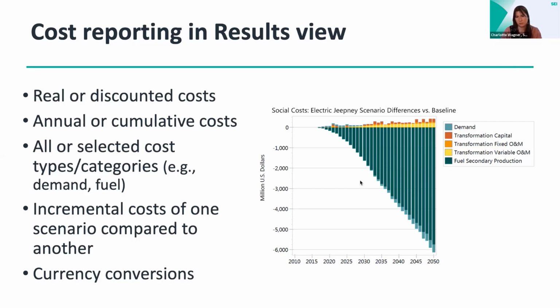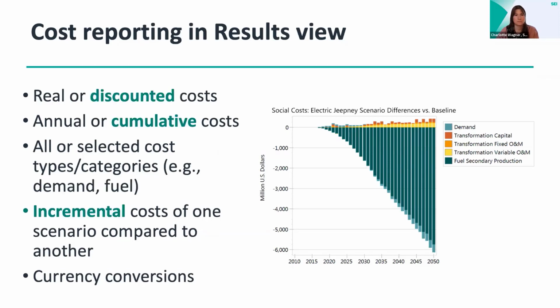And so here on the right, for example, you can see that there are actually negative costs, which mean cost savings for secondary fuel production, and then small cost increases that are part of variable operation and maintenance costs in your transformation modules, as well as some additional capital costs that you see in this scenario. This is just highlighting again which options you have. This is what this plot shows. It shows discounted cumulative costs for just one scenario relative to another.